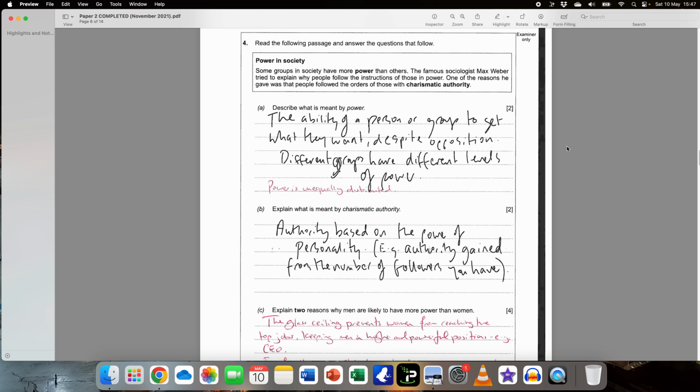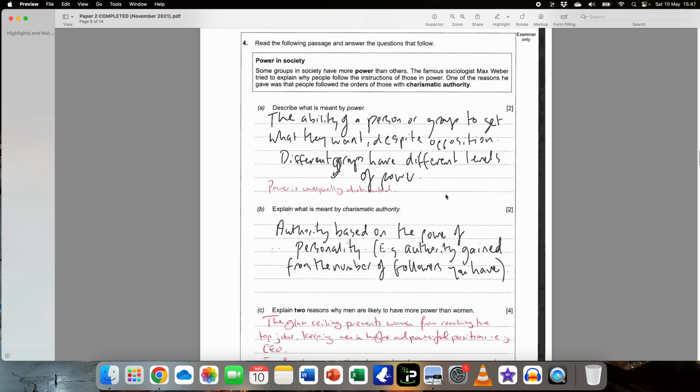Part B. Explain what is meant by charismatic authority. So again, the definition is in the revision booklet. Charismatic authority is based on the power of personality. You follow someone because they have a particular personality. So you need a second point. For example, authority gained because someone has a lot of followers.